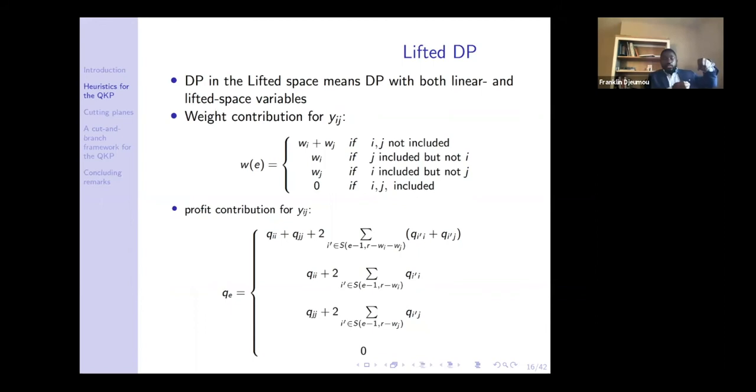But if both are already in your knapsack, then there is no weight contribution. When you go to the profit, it is basically the same kind of process. You take the individual profit contribution of each item, the profit contribution of this pair of items, and the contribution to the profit of the pair, for each item that you are adding, with the items that are already in your knapsack. So that's how you do this when you lift your dynamic programming to the quadratic space.